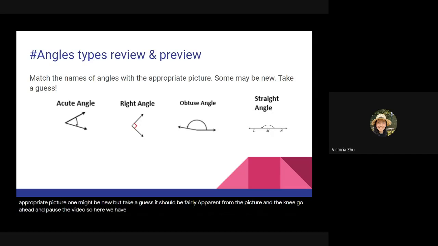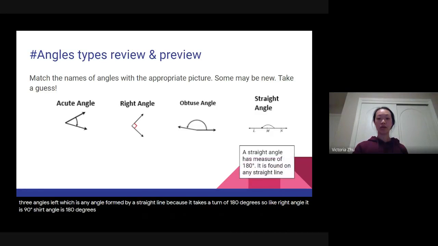So here we have it, acute, right, and obtuse angles we have learned before, which leaves us straight angles left. So a straight angle has measure of 180 degrees and is found on any straight line. So like a right angle is 90 degrees, a straight angle is 180 degrees.